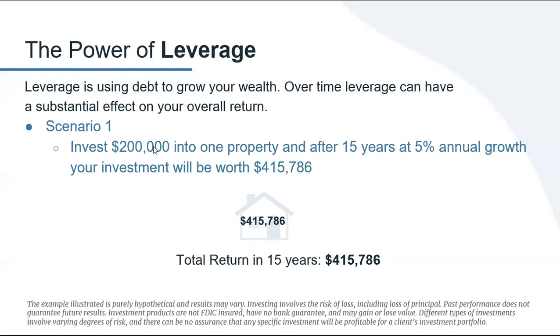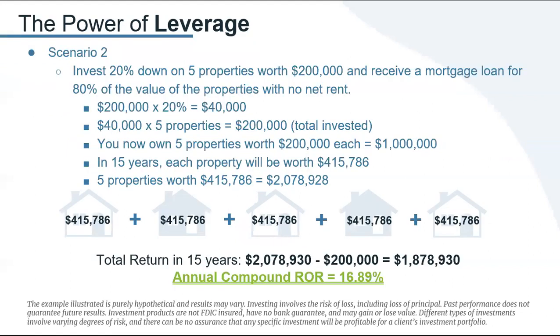This shows you that in scenario one, we had the $200,000 that Jim paid cash for. And then after 15 years at 5%, that grew to $415,786. I'm not going to include rent in that calculation. So scenario two is using leverage.